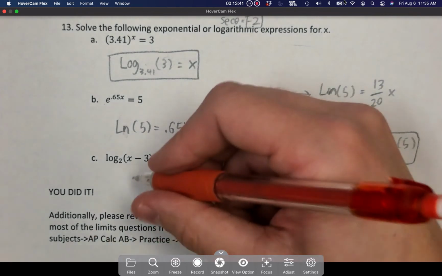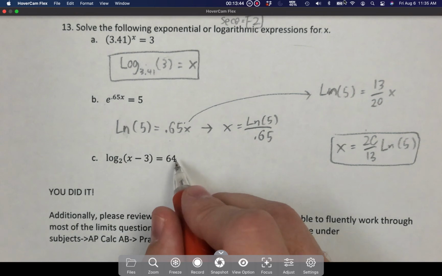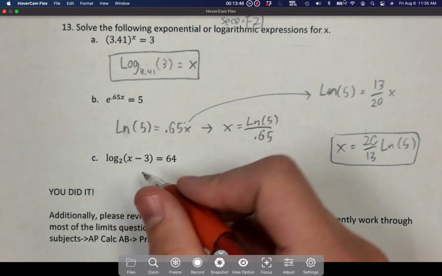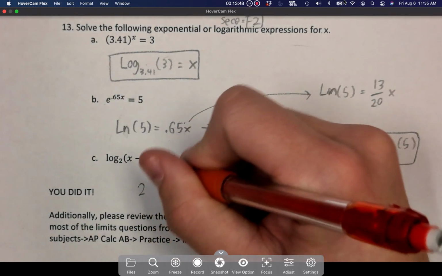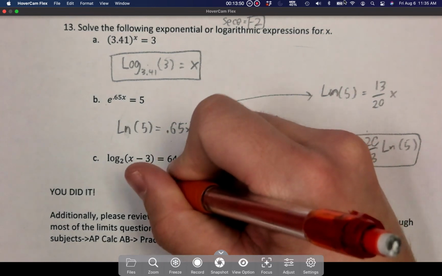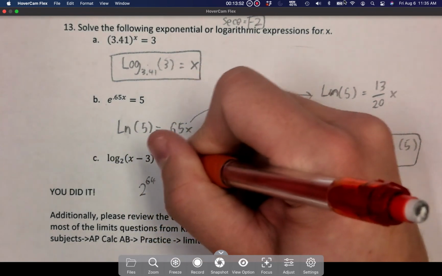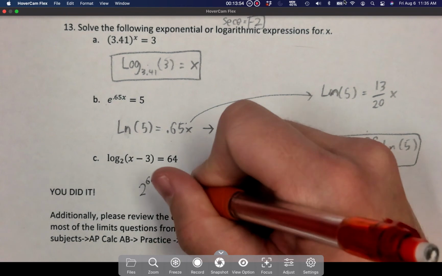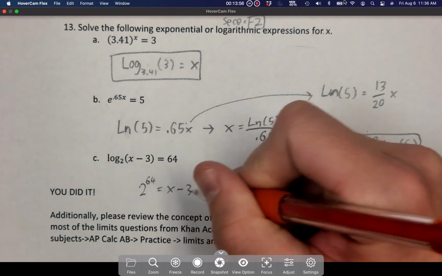All right, last but not least, we got to do this one more time. Now I'm starting with a logarithm. So the way I'm going to get that x free is by turning this into its exponential form. So 2 is the base, 64 is the exponent, a logarithm equals the exponent. It's equal to x minus 3.